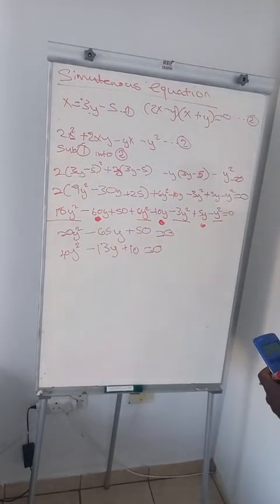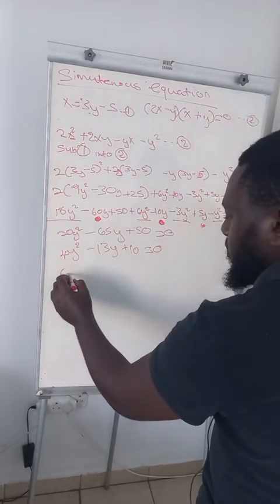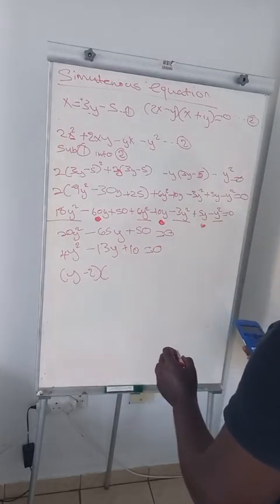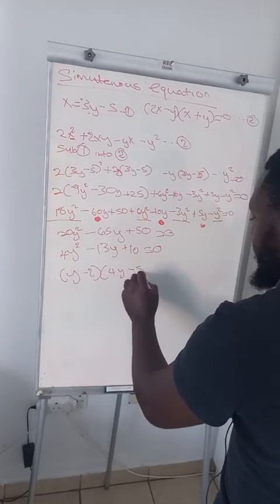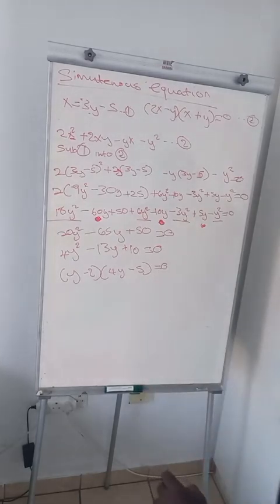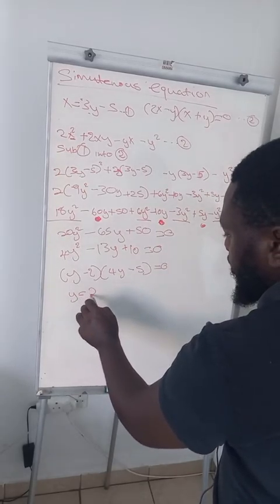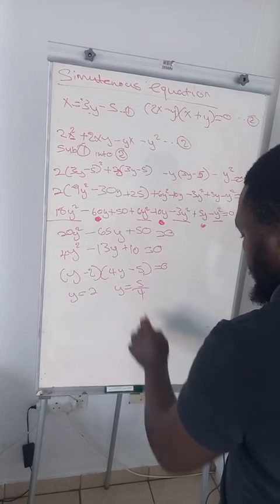Now, factorize this equation. Now, factorizing, you'll get 13 plus the square root of 13 squared minus 4ac. What is a? It's 4. Then c is 10, divided by 8. So here, it means you get y minus 2, and then 4y minus 5 is equal to 0. Now, once you have this, you can say y is equal to 2, and then y is equal to 5 over 4.